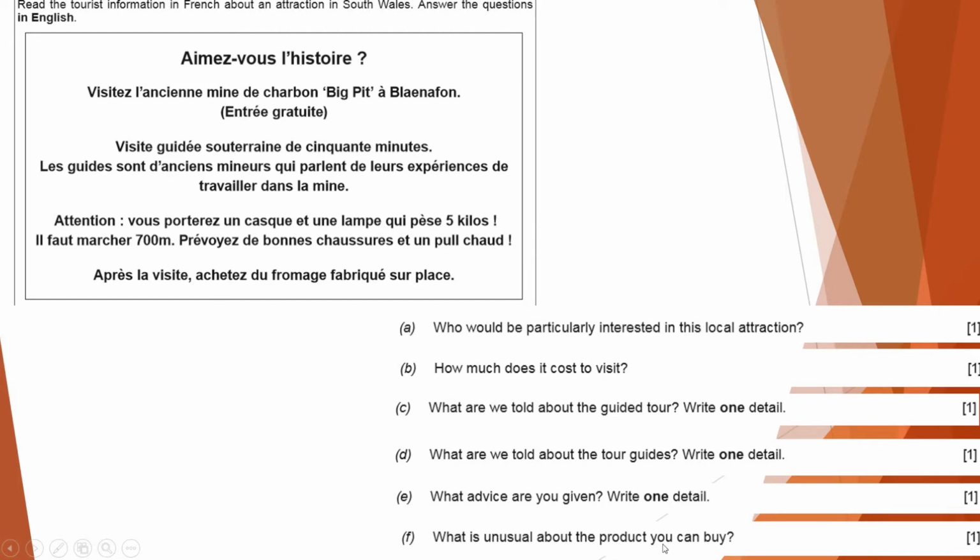What is unusual about the product you can buy? So acheter, buy. Now fromage, hopefully we know the word fromage, but it doesn't necessarily tell me that it's unusual. So it's working out this bit here, fabriquer sur place. Now fabriquer, the fabrique is a word that we've done before that might give you a clue about this fromage.